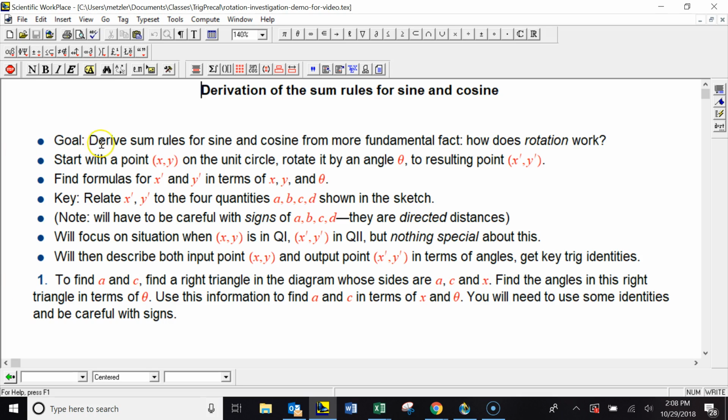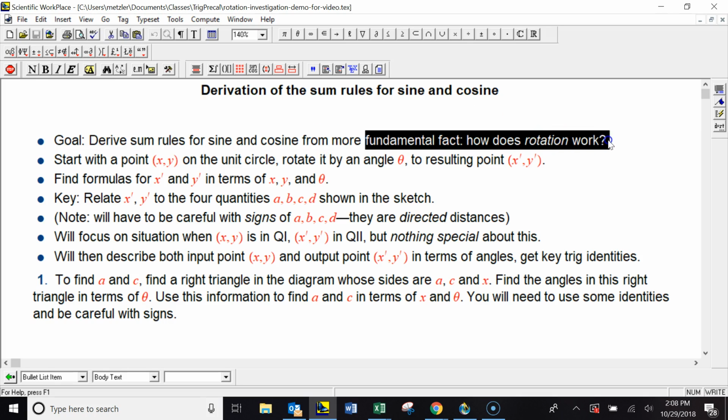So the goal here is to derive the sum rules for sine and cosine really from a more fundamental fact, and that's about how rotation works. There are some really beautiful formulas for rotating a point in the plane by a certain angle, and it's not really any more work to get those than to get the sum rules in this setup. And so we're going to get those, and the sum rules will fall out.